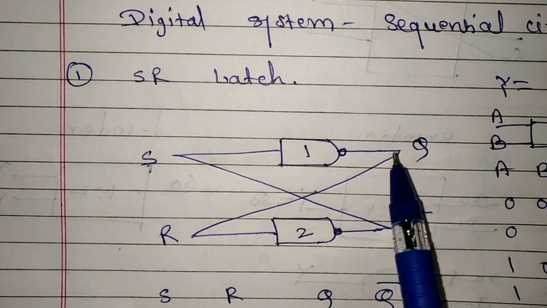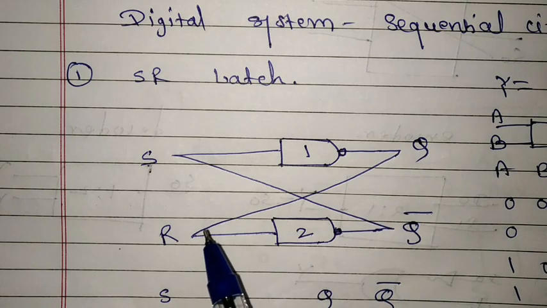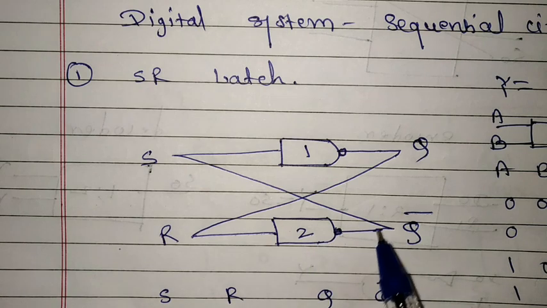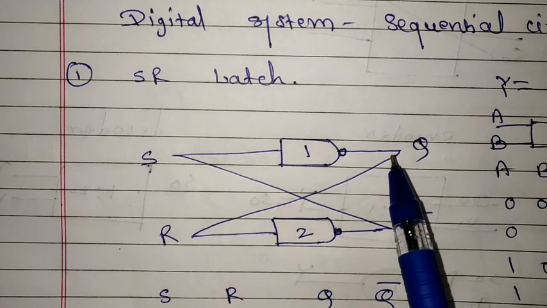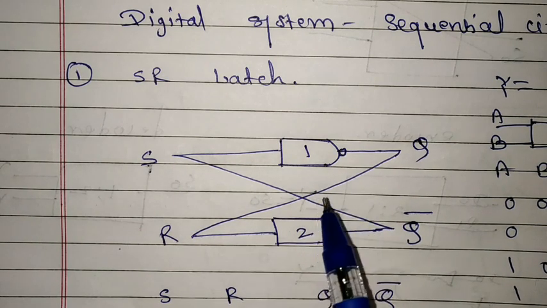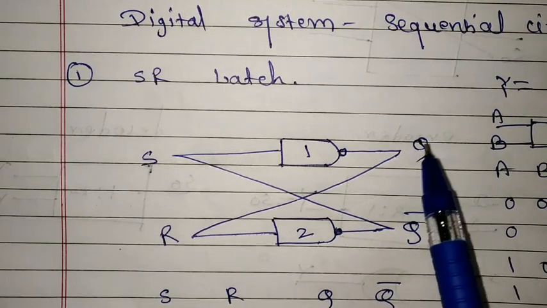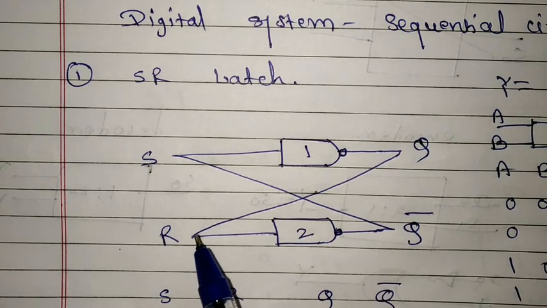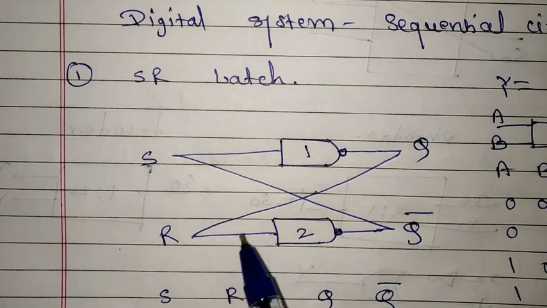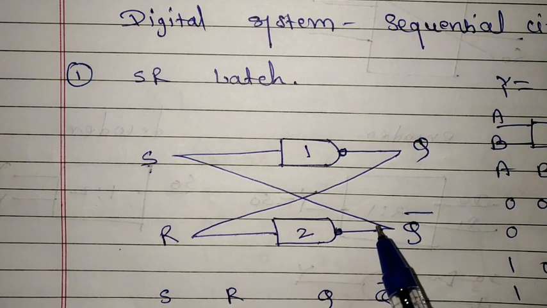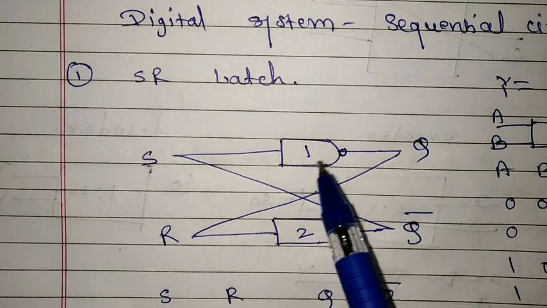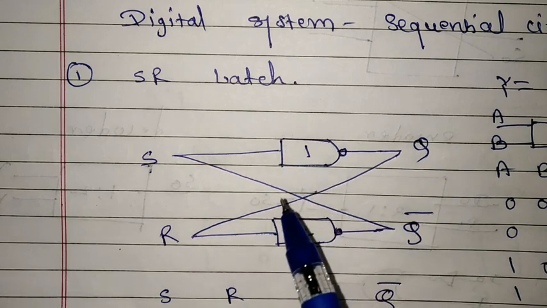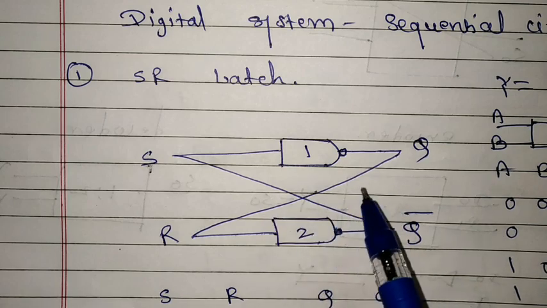Assume Q is 0, then R will be 0. If any one of the inputs is 0, NAND gate output will be 1. Then this one goes to the S input and output will be 0. Satisfies the condition. Now the second assumption, if Q is 1, then R will be 1. If any one of the inputs is 1, the output will be 0, and the S will be 0, and then Q will be 1. So this is a one-input NAND gate. The second condition is also satisfied.